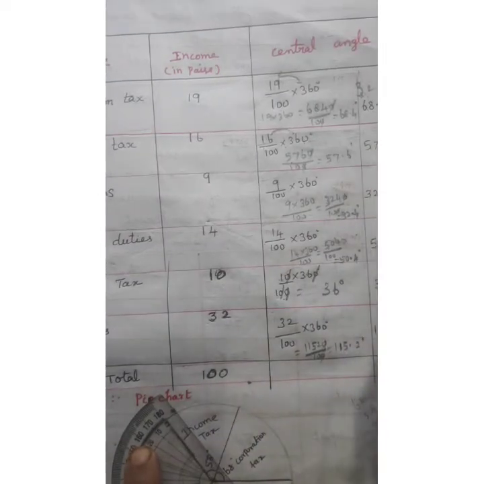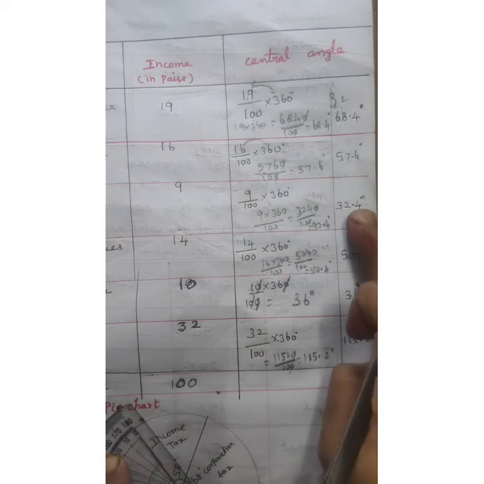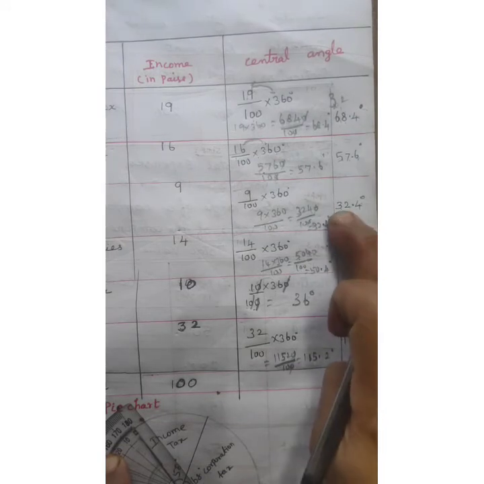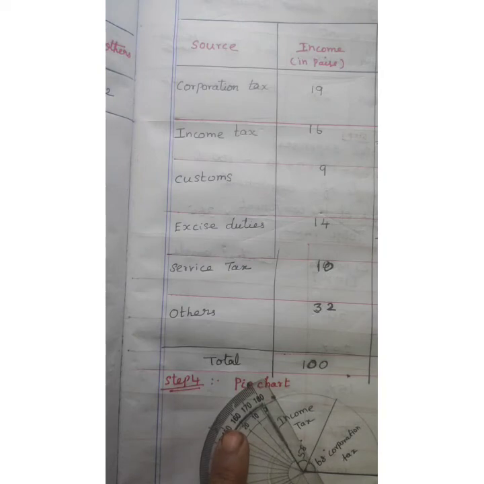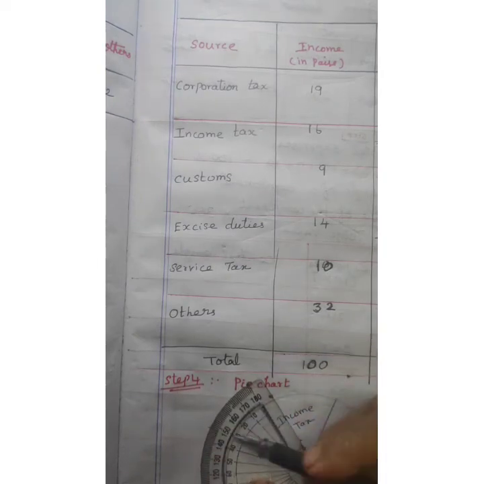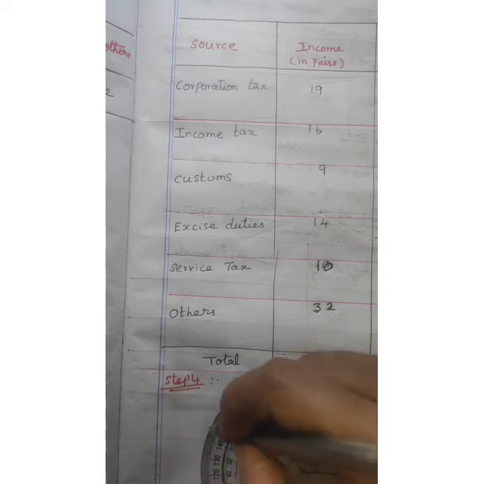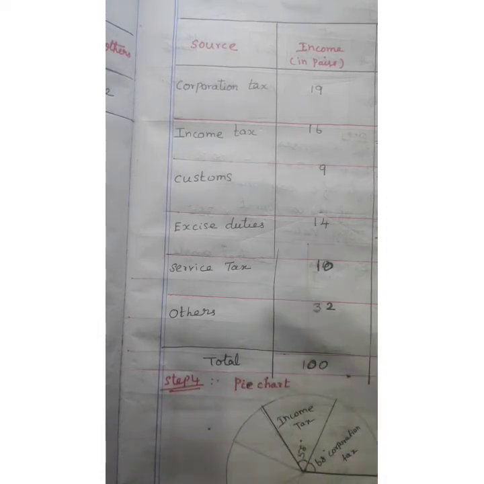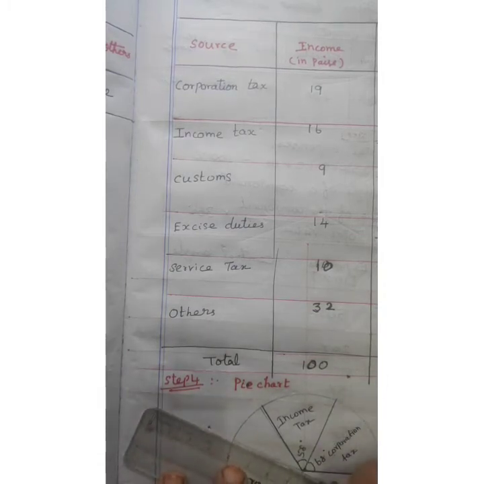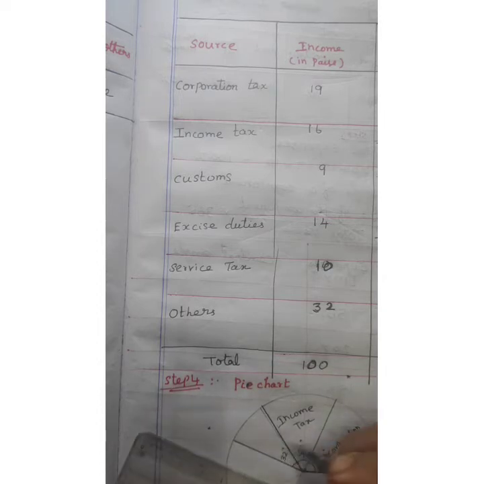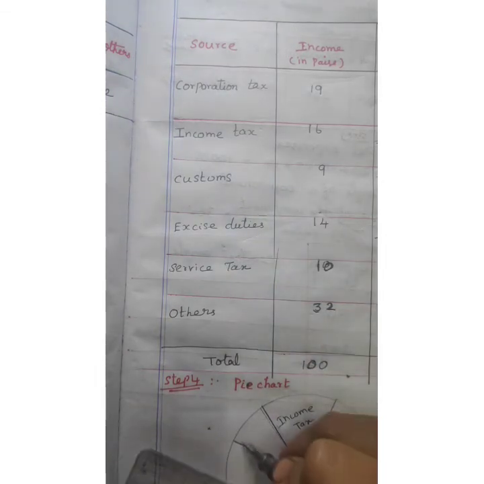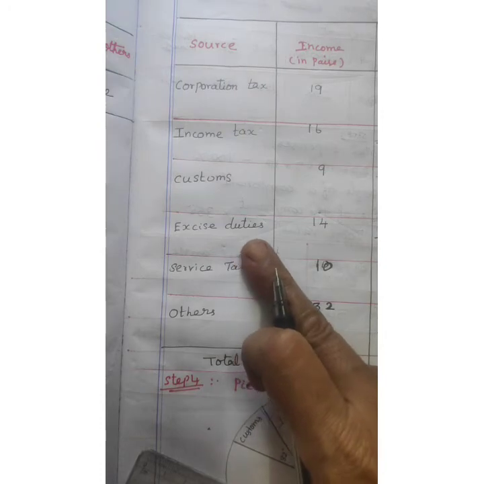32.4 degrees. Next one, what is the answer? 32.4. After the point it is below 5 only, so you consider 32 only here. Measure 32 degrees. 30, 31, 32. Here measure 32 degrees and join the line. 32 degrees: customs. Next one, exercise duties.